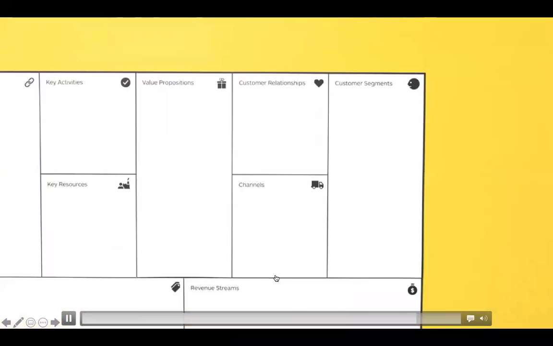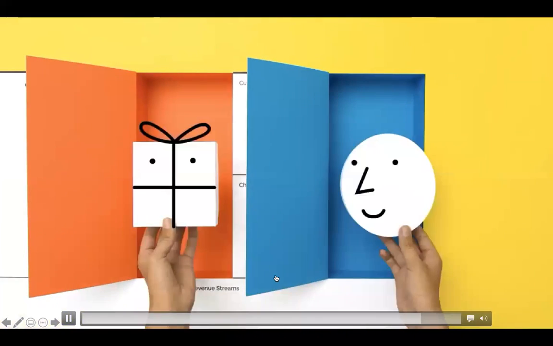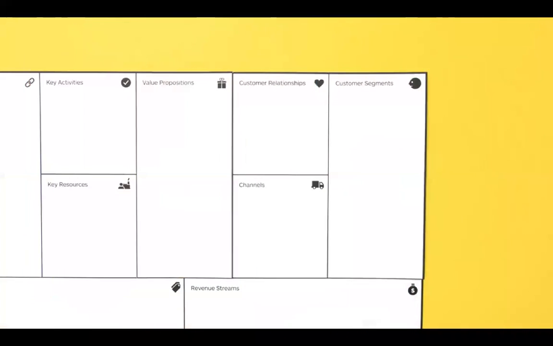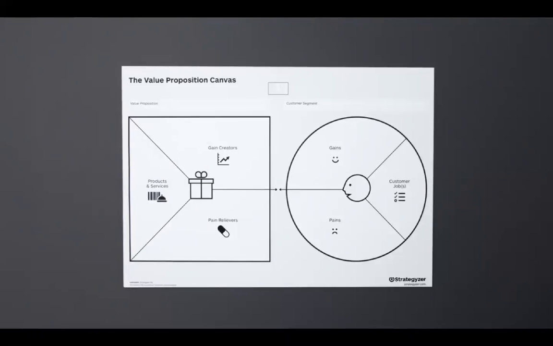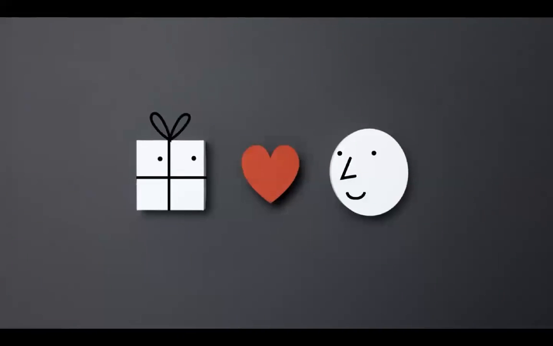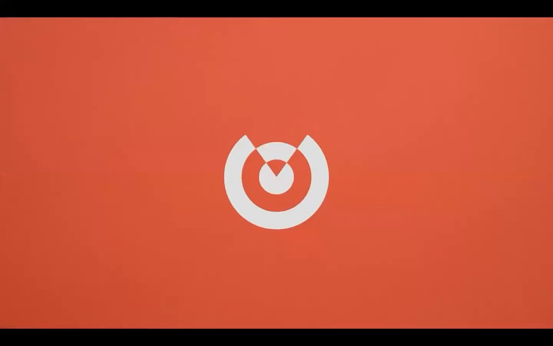Successful companies embed outstanding value propositions in scalable and profitable business models. Use the Value Proposition Canvas to create products and services that customers want. Get started at strategyzer.com.